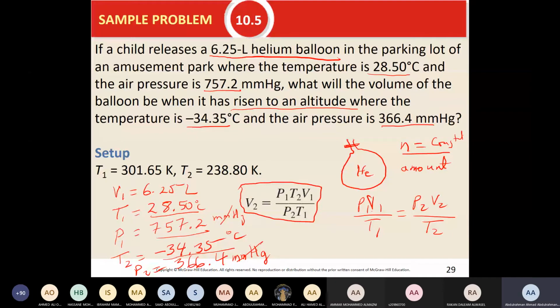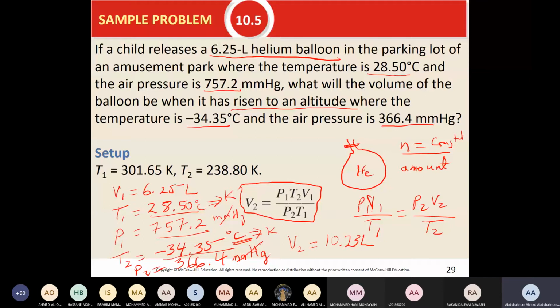10.23. V2 equals what? 10.23 liters. Excellent. All right, that's what I'm trying to tell you. You have to change the temperature to Kelvin, this one and this one. But the pressure, you don't have to do anything with it.